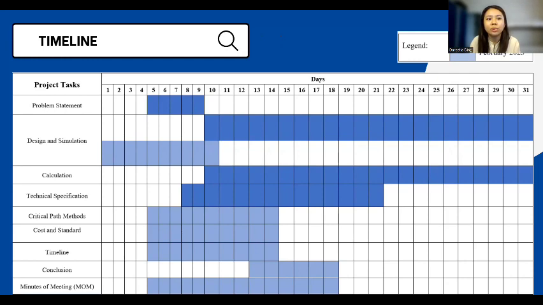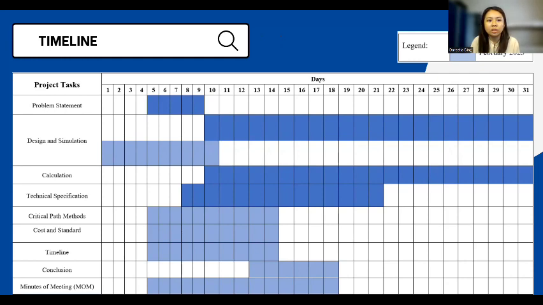So our video presentation is timeline and critical path method. First of all is the timeline of our project. There are 9 project tasks that we need to do, started on 5th of January until 18th of February.